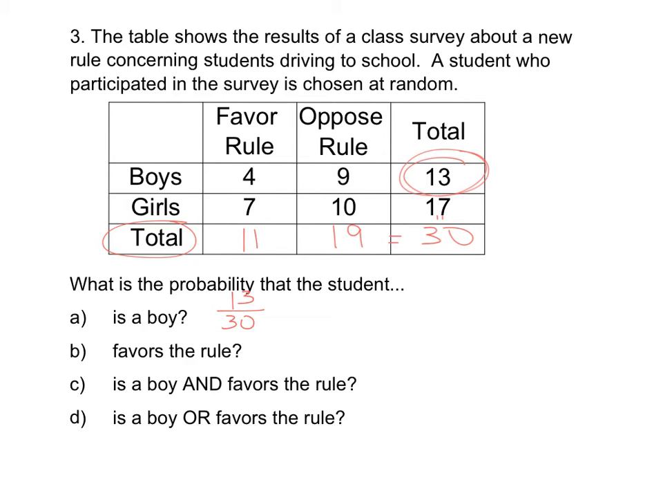The probability that the person favors the rule. So again, out of 30, how many people favored the rule? Favored the rule was this, 11.